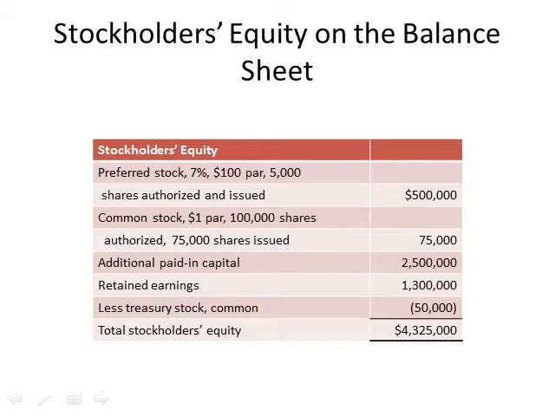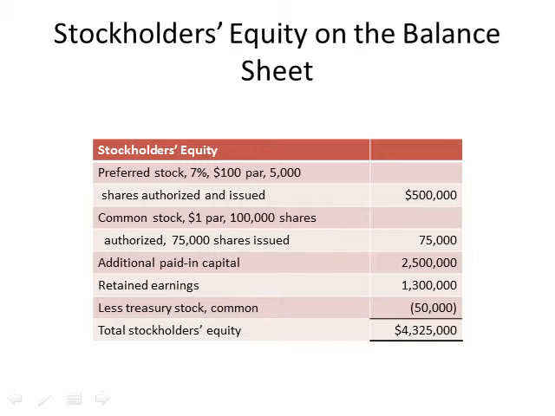So in this slide, a real-world format for the stockholders' equity section of a balance sheet is shown. All amounts are assumed. Preferred stock comes first and is usually reported as a single amount. It lists the required dividend, par value per share, number of shares authorized, and the number of shares issued. Common stock comes next and it lists the par value per share, the number of shares authorized, and the number of shares issued.